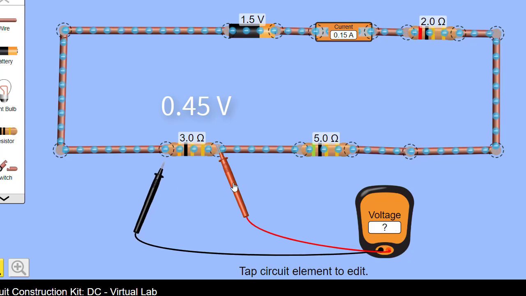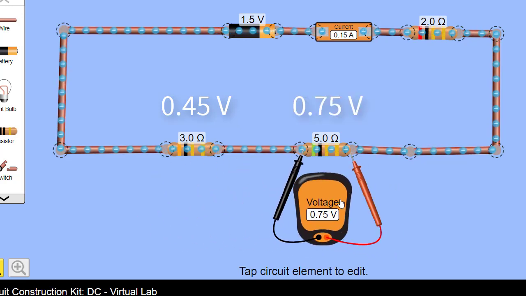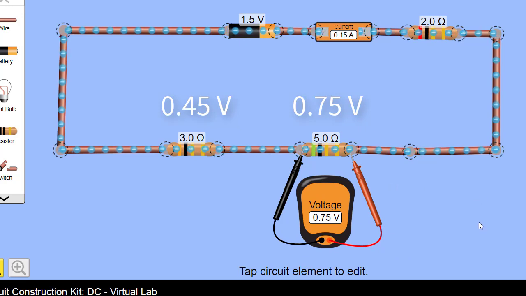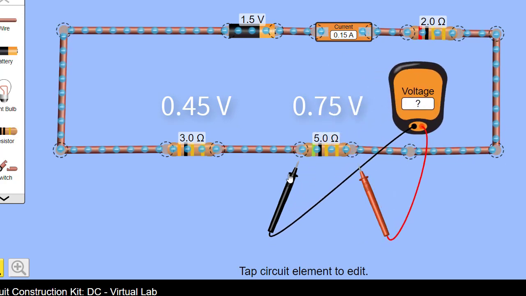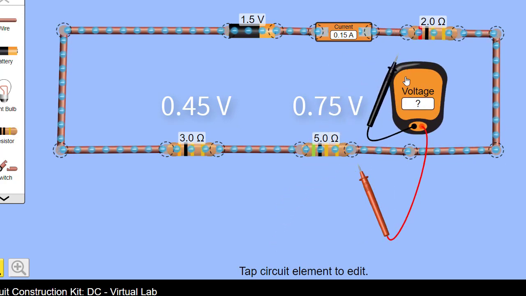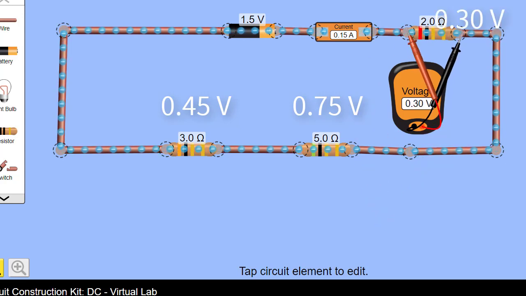If we go across the 5 ohm resistor, you can see that we're going to have a potential difference of 0.75 volts. And finally, across the top resistor, we have to make sure the plus is connected to that side and that side there, and that gives us 0.3 volts. So once again, all the voltages add up to give us 1.5 volts. We're becoming experts in series circuits.